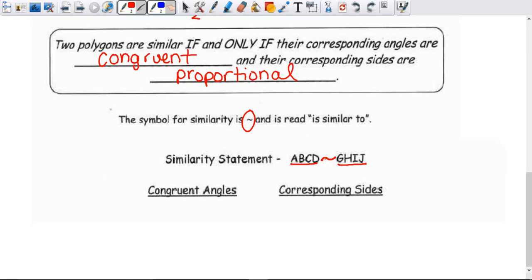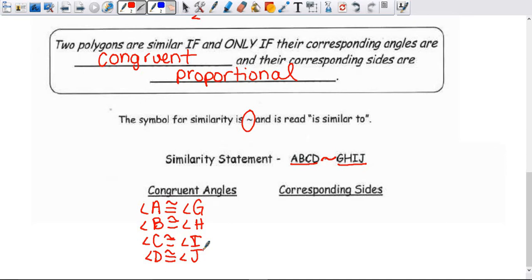Well, if similar polygons have congruent angles, then I will just match up corresponding parts. So angle A is the first letter, so angle G is the first letter of the second figure, so those would be congruent. All right, so angle B would be congruent to angle H, angle C congruent to angle I, and angle D congruent to angle J. Okay, similar to when we were matching up corresponding parts of congruent figures.